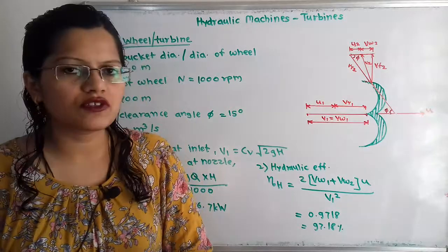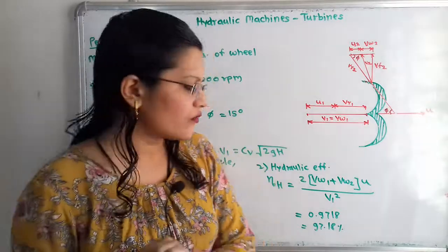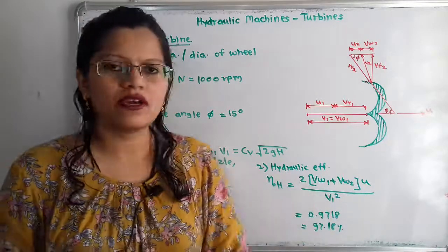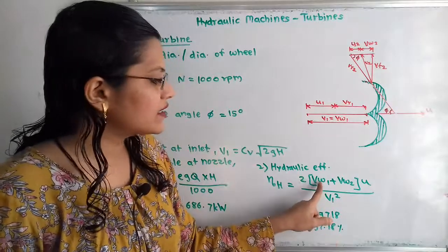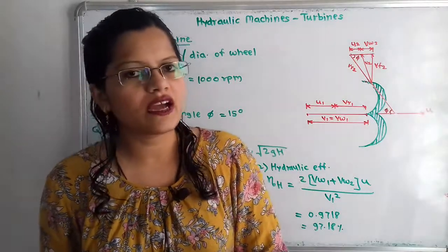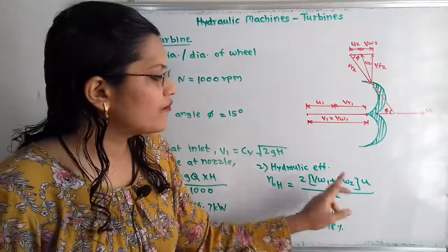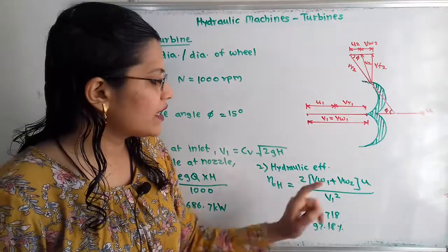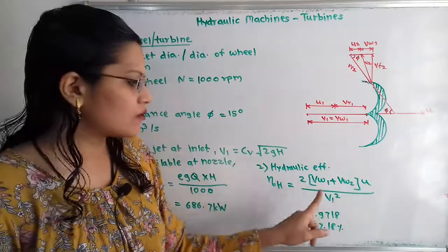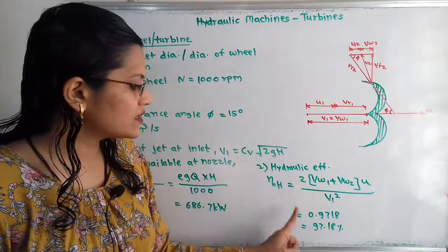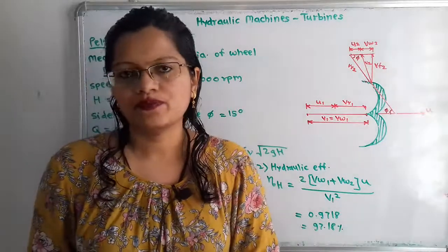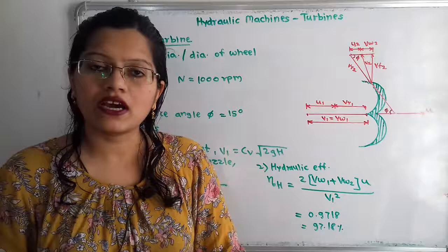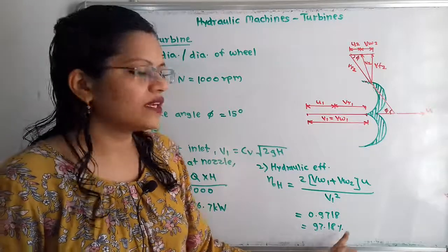Now we will move for the next question, that is the hydraulic efficiency. So what is the formula? 2 in the bracket Vw1 plus Vw2 into U divided by V1 square. So here V1, that is the value of Vw1, and that we have calculated earlier, and value of Vw2 also we have calculated earlier. So if we use here Vw1 and Vw2 value, then U is also getting calculated. So all the values are known. So what is the answer? 0.9718. But efficiency we have to show in percentage, so we have to multiply here with 100, and which is equal to 97.18%.